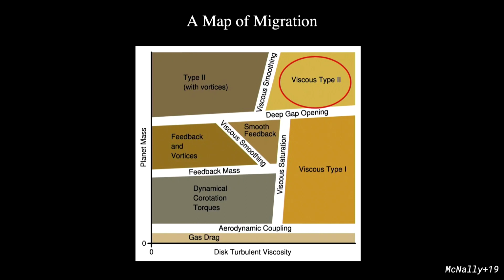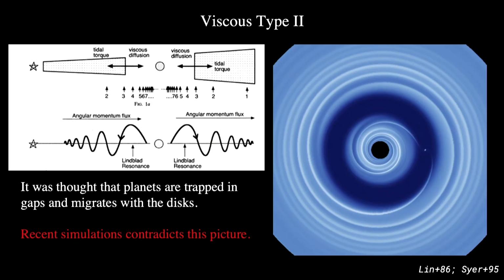And then moving along, we push the planet mass up. We go to viscous type 2. Viscous type 2 is when the planet starts opening a gap. In the past, the idea was that the planet opens a gap that is virtually empty. And because the gravitational interaction between the planet and the disk is repulsive in this case, the planet is basically trapped, sandwiched between the two disks. It can't really move unless the disk moves. And the disk does move because of viscous evolution. So the planet is pushed in as the disk itself flows inward.